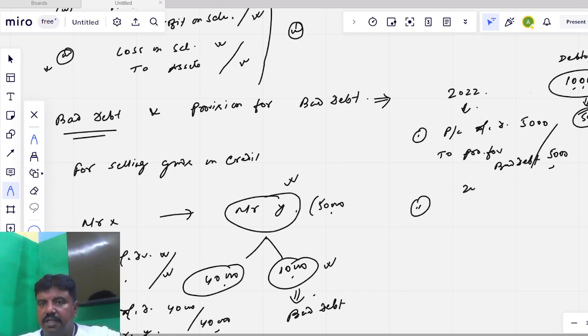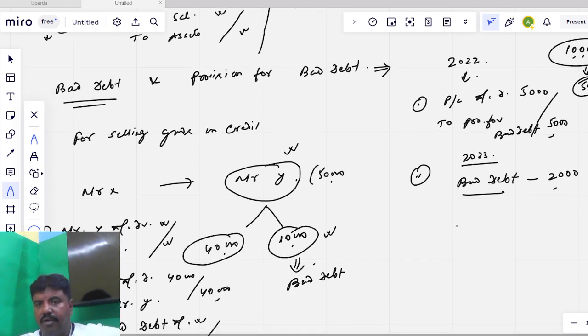Now, in the next accounting year 2023, suppose there is a bad debt loss of 2,000. I expected the loss to be 5,000, but the actual bad debt loss became 2,000. Then this bad debt loss has to be adjusted with the provision for bad debt. So I will pass an entry: provision for bad debt to bad debt. This will be 2,000.